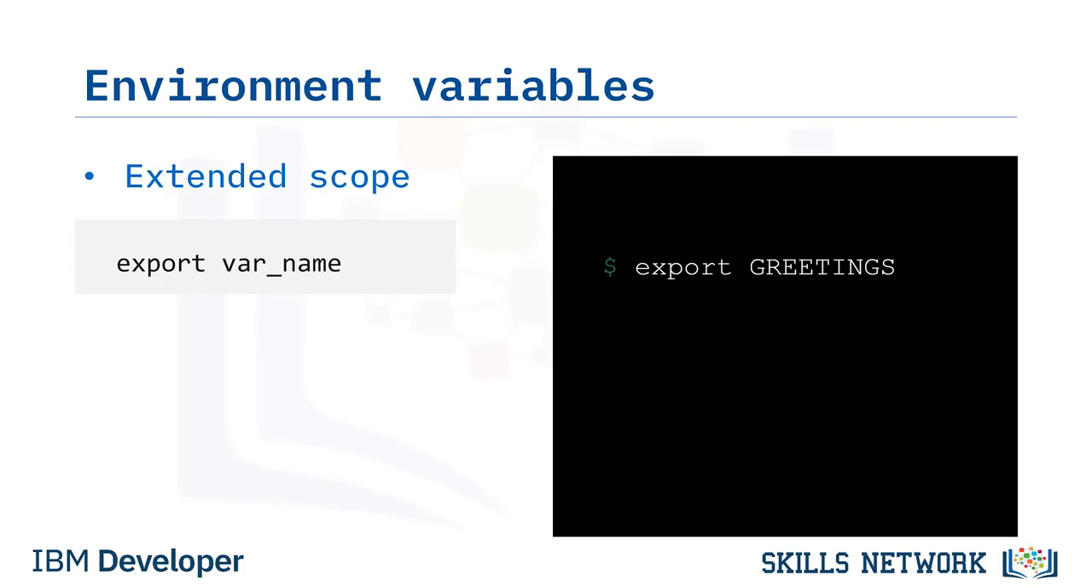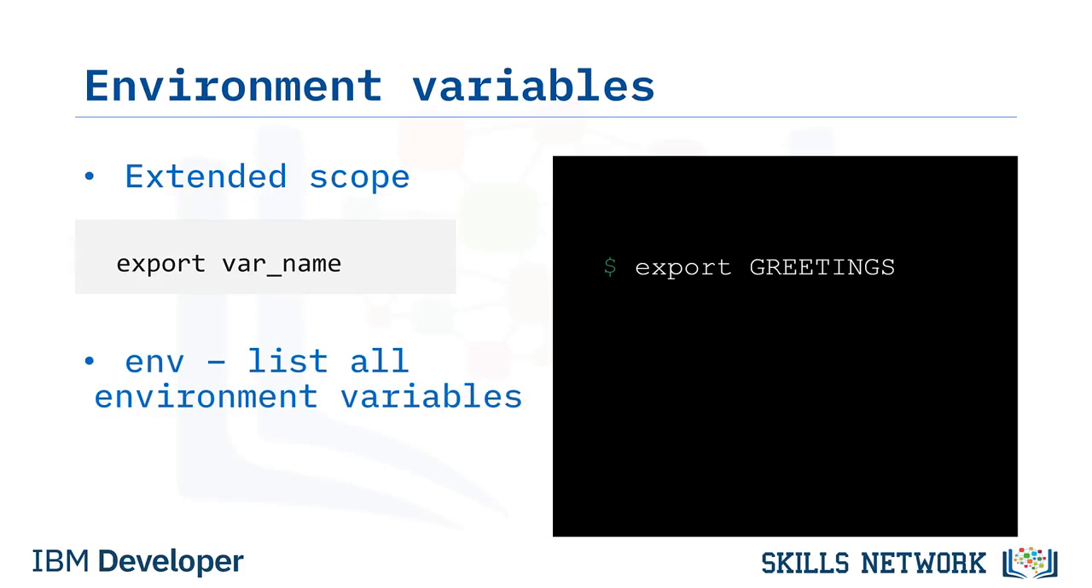To list all environment variables, use the env command. Let's check whether greetings was exported as an environment variable by piping the output of env to grep and filtering the results using the pattern gree. Indeed, greetings is now an environment variable.